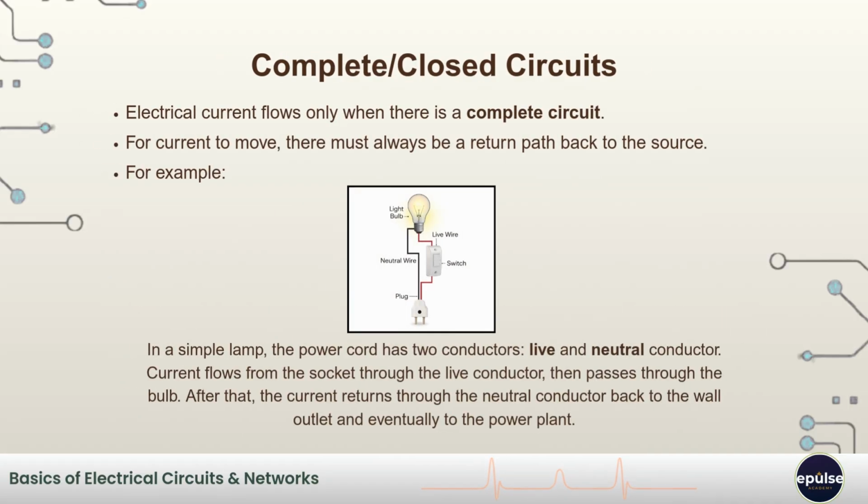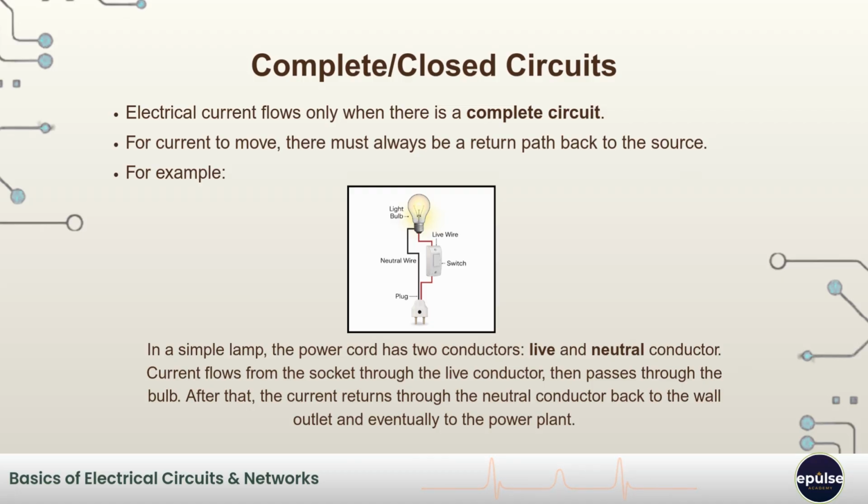For electric current to flow, the circuit must form a complete loop. This is called a complete or closed circuit. In other words, current must have a continuous path that starts from the source and returns back to the source.